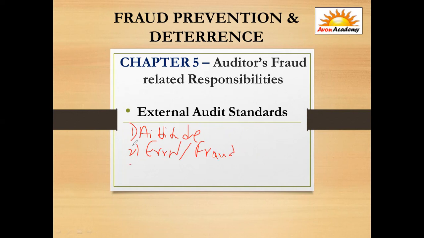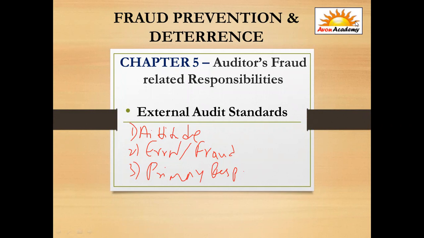Then the primary responsibility part. Under the primary responsibilities, we have seen the prevention and detection of fraud, the TCWG, and the management part with their supervision and system in place.